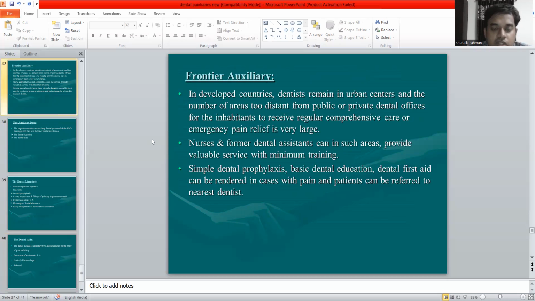Then we come to the frontier auxiliaries. In developed countries, dentists remain in urban centers, and the number of areas too distant from public or private dental offices for the inhabitants to receive regular comprehensive care or emergency pain relief is very large. We have seen that the same situation exists in India also. There is a mismatch in the distribution of dentists in rural and urban areas. Nurses and former dental assistants can in such areas provide valuable service with minimum training. Simple dental prophylaxis, basic dental education, and dental first aid can be rendered in these cases. Patients with pain can be referred to the nearest dentist.